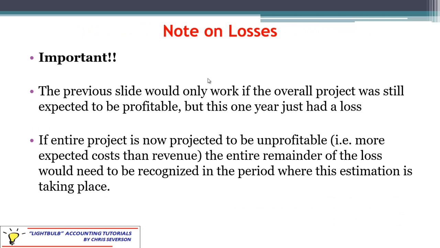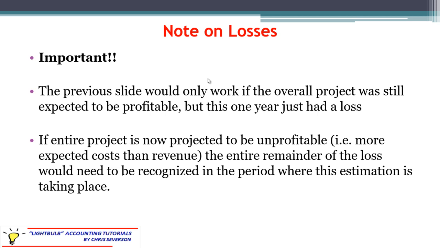However, if we know that the entire project now is going to be unprofitable, so in other words, our cost estimate now takes us above our total revenue, so we know, unless something changes in the later years, we now think this project is going to be a total loss. In that case, we have to be conservative, and it's not enough just to report what we've been doing up to this point, up to that year. Instead, whatever total loss we think we're going to have on this project, based on this estimate, we now need to make sure all of it is reported this period.